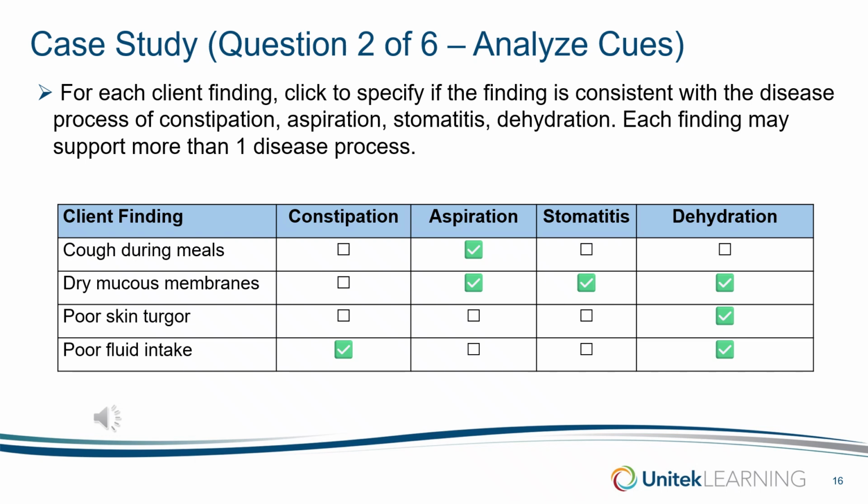Next is poor skin turgor. This correlates to dehydration, a classic assessment finding that indicates fluid volume deficit. Poor fluid intake correlates to constipation and dehydration, but not aspiration and stomatitis. Fluid intake is essential in keeping the body and its organs hydrated and functioning well. A lack of fluid can lead to dry stools and constipation.